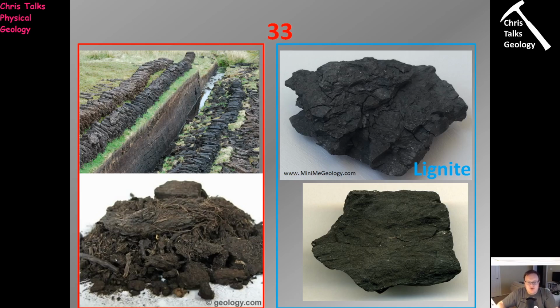Okay, on to sample 33. Sample 33, as you can see over here, is the material that we would have in this red square. This blue material over here is just a picture of what lignite looks like. If you remember from the lecture, lignite is pretty low grade coal. It's the kind of coal that when you burn it, it puts out lots and lots of pollution because it's very impure.